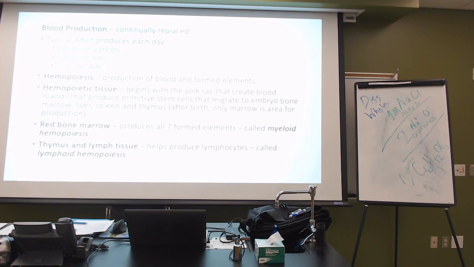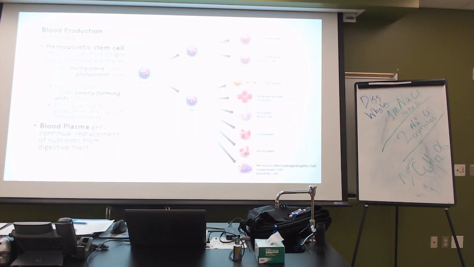In children, almost all of the red marrow in the bones of children is active, producing red blood cells. As an adult, only some of our flat bones, maybe just a little bit, still produce once we reach full growth.